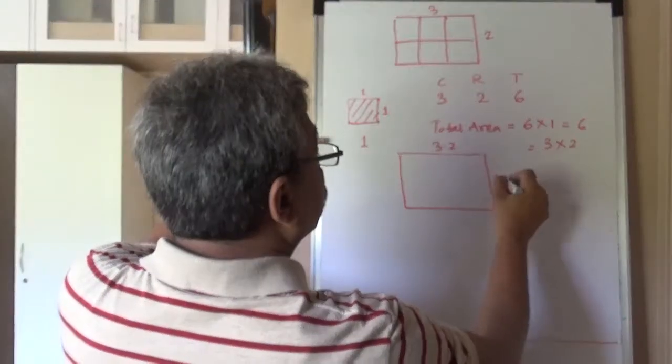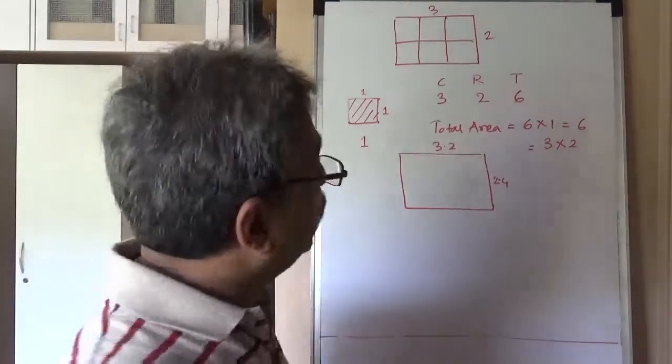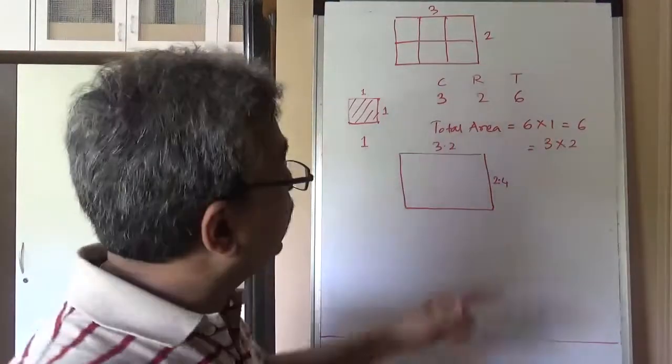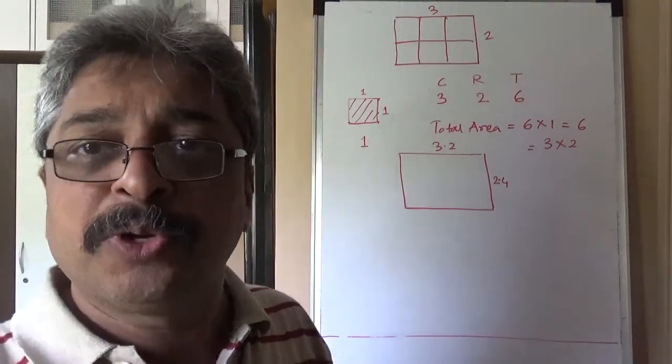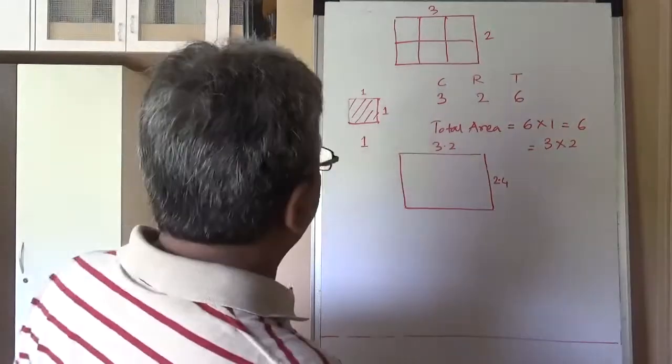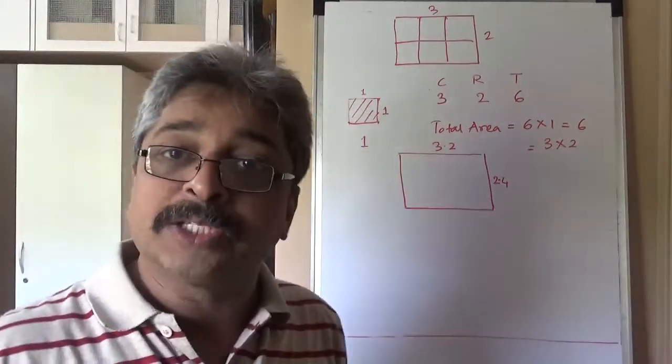Now suppose the next challenge: you have a little bigger 3.2 by 2.4 rectangle, and we want to find the area of this rectangle, and we have been told in school that it is also 3.2 into 2.4. But why should it be 3.2 into 2.4? The reason is, now we have a unit of measure, but the unit of measure is too large, a big unit.